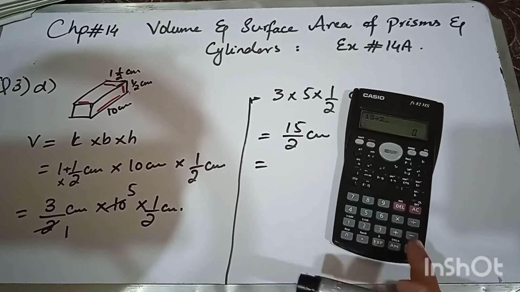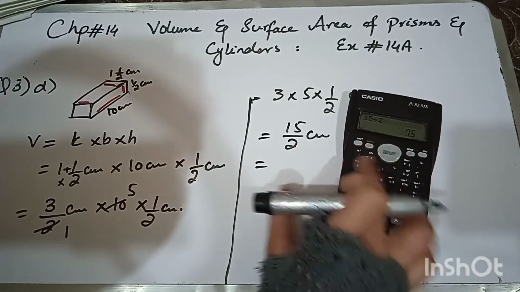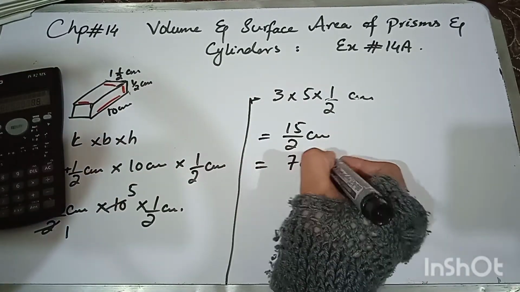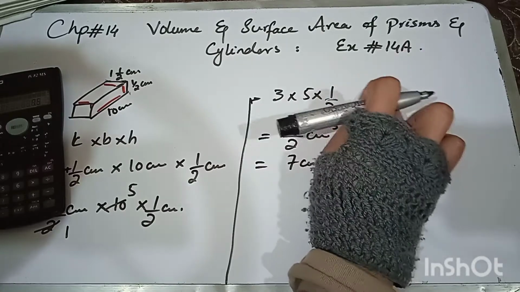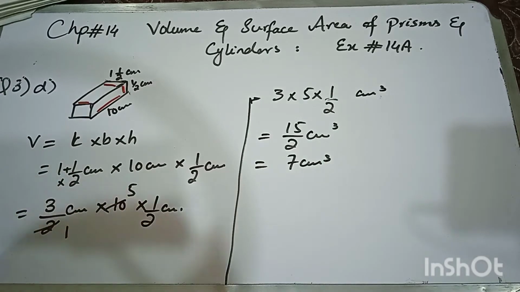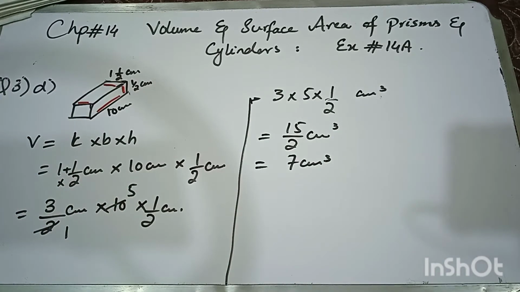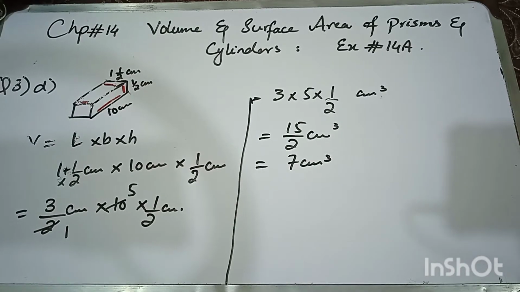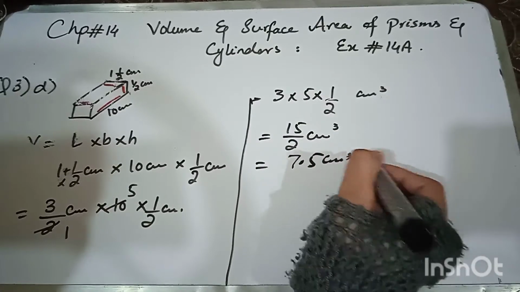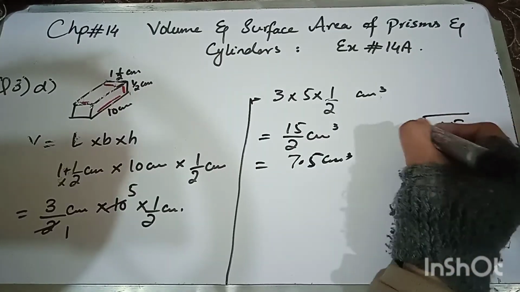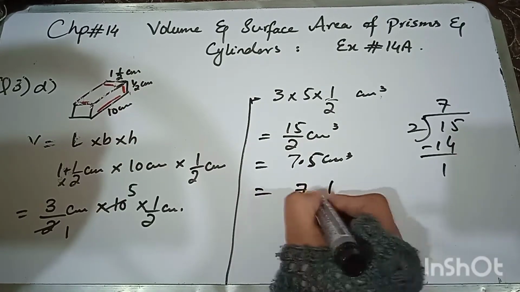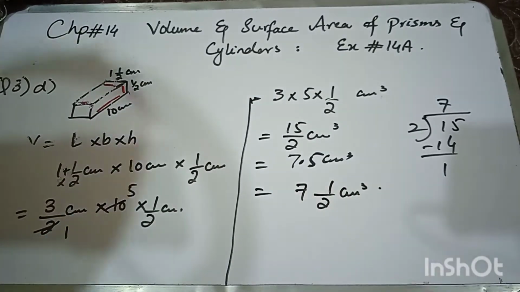15 divided by 2, so this is equal to 7.5 centimeter cube. ठीक है. So this is the volume of question number D. Now we have to find out the surface area. So this is 7.5 centimeter cube. और हम इसको मिक्स फॉर्म में भी कर सकते हैं. 15, 2 7s are 14, minus 1. So we have the answer 7 whole 1 by 2 centimeter cube. ठीक है, आप मिक्स फॉर्म में भी कर सकते हैं.